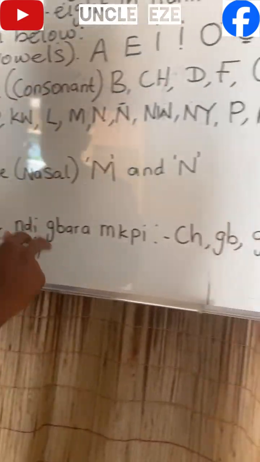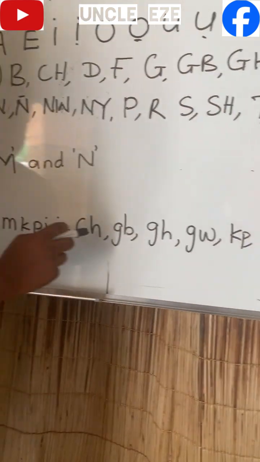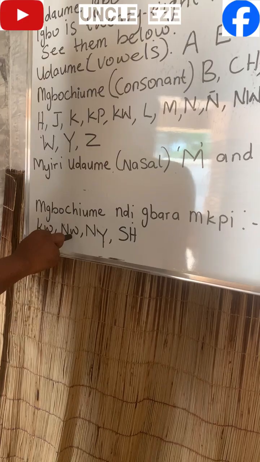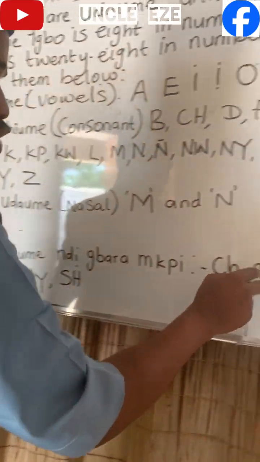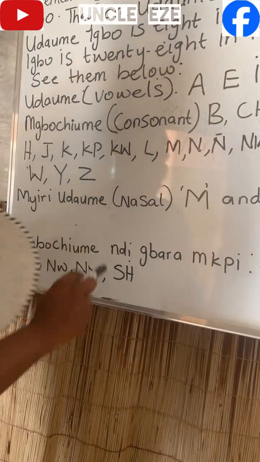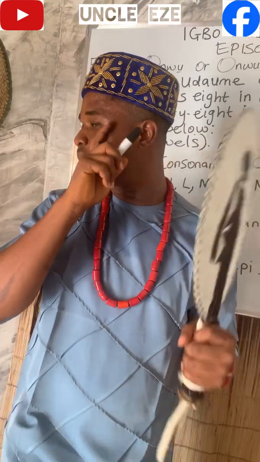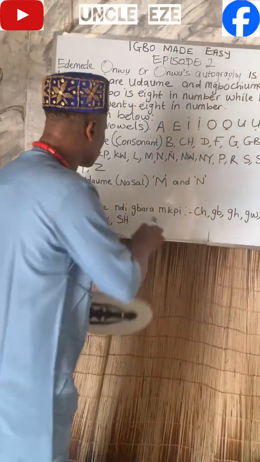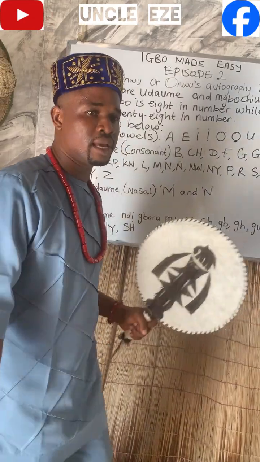They are 9 in number. Ha dị iteghete, otu, abụọ, atọ, anọ, ise, isii, asaa, asatọ, iteghete. Ya 1, 2, 3, 4, 5, 6, 7, 8, 9. They are 9 in number. These are called mgbochi ume ndị gbara mkpị.